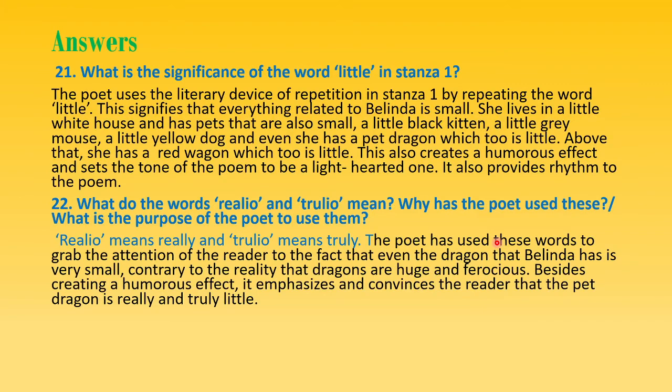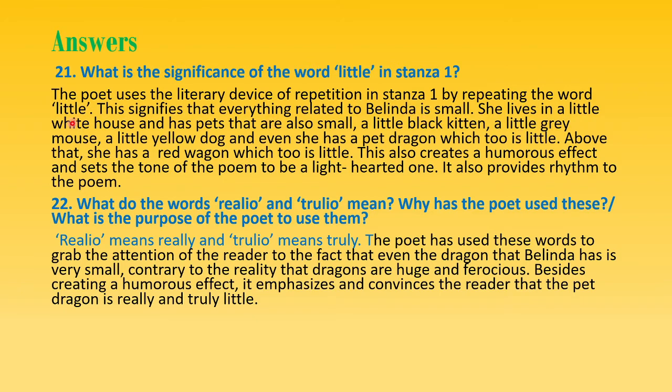Now answers to the 2 marks question. The first one is, what is the significance of the word little in stanza 1? The poet uses the literary device of repetition in stanza 1 by repeating the word little. This signifies that everything related to Belinda is small. So this is the significance of the word little that is coming again and again. It signifies that everything related to Belinda is small.